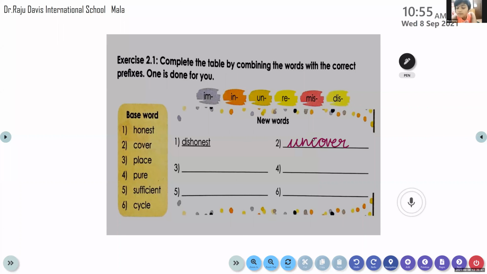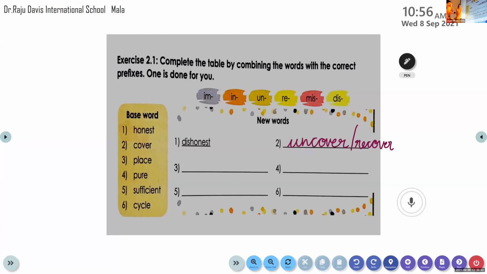Can you suggest any other prefix which can be used with the word cover? Recover. Very good. You can also add here recover. What is the meaning of recover? To get well. Recover means to get well. The boy recovered from his illness. Excuse me, ma'am, do we want to write recover also? You can write both the words. It will help you to understand that you can use many prefixes with a single word.